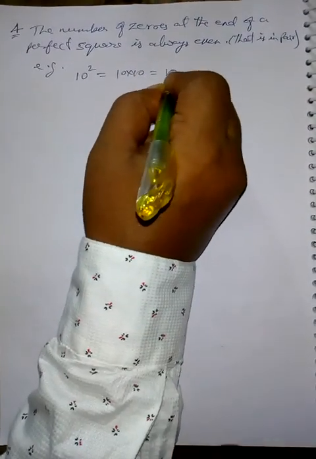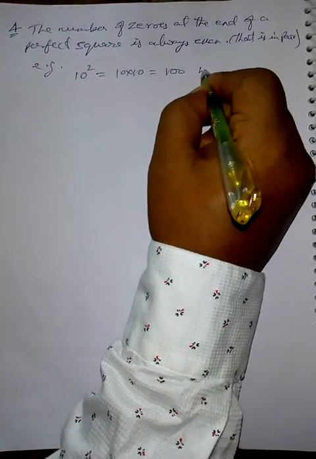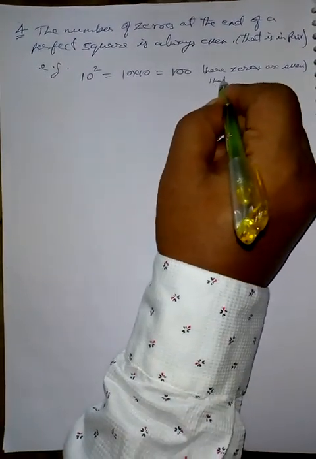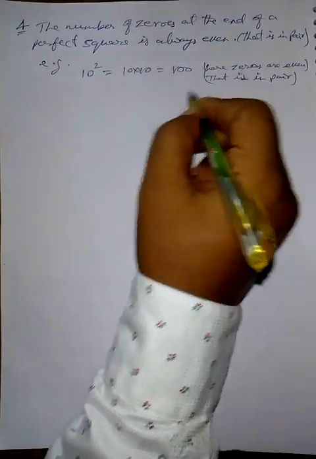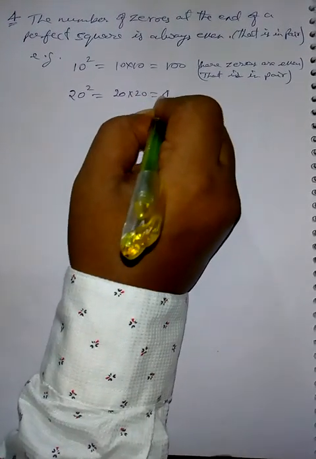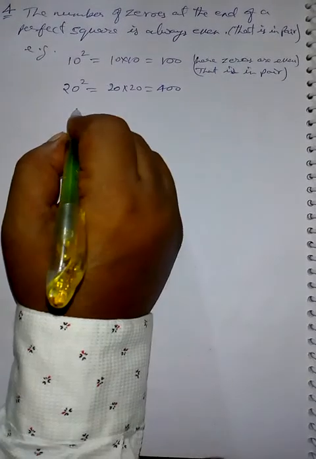Example, square of 10. 10 square is 10 into 10, that is 100. We see here the zeros are even, that is, in pair. Now 20 square, 20 into 20 is 400. Here also we see that the zeros are in pair.